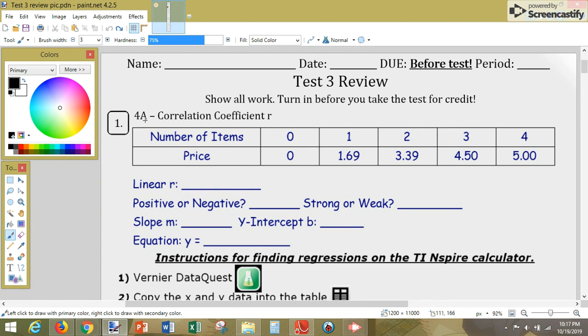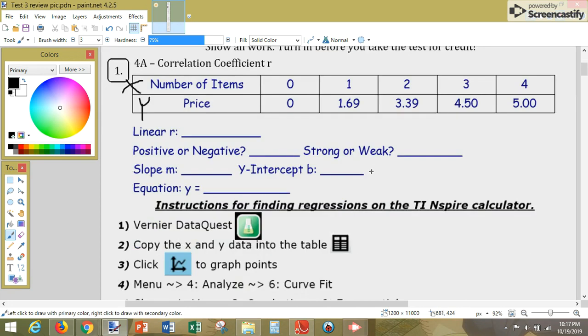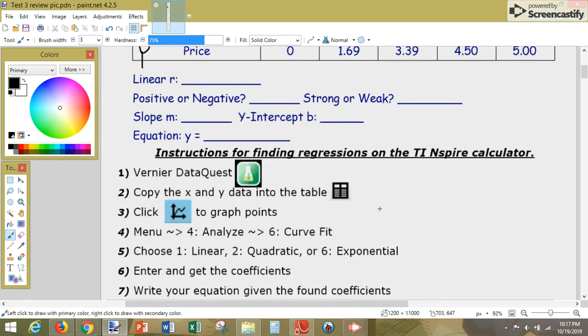Number 1, for A, correlation coefficient R. We have number of items, that's X, and we have the price, that's Y. So we're going to use the calculator and find the correlation coefficient. Here are the instructions for finding the regression in the TI-Nspire.